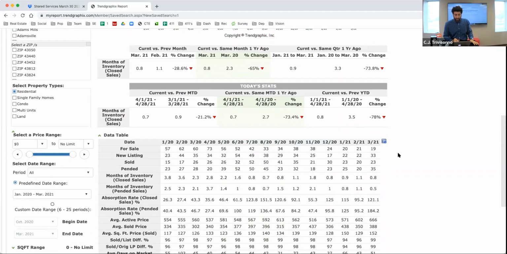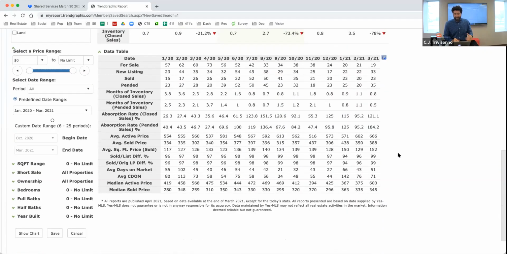Mind-boggling, right? So let's go to our data table again, because this is just the easiest way to look at data back to back, in my opinion. In January of 20, there were 57 houses for sale. Right now, there's 19 active listings in the market in Solon. I'd be curious to look at 10 years ago compared to today. There's probably like 200, maybe more, versus 19.